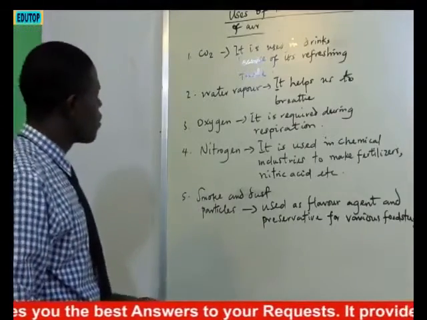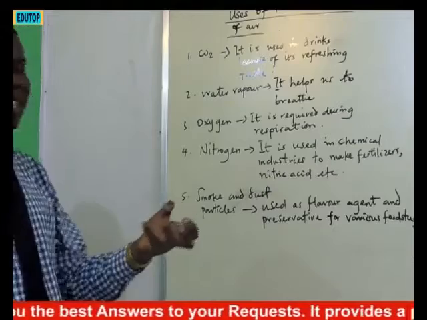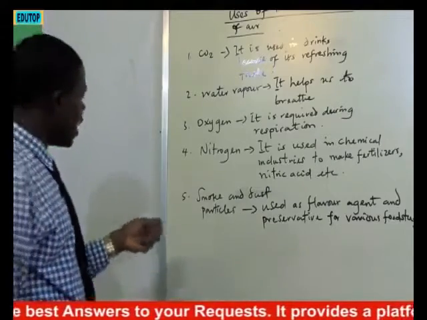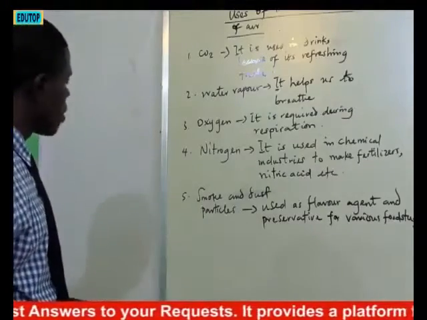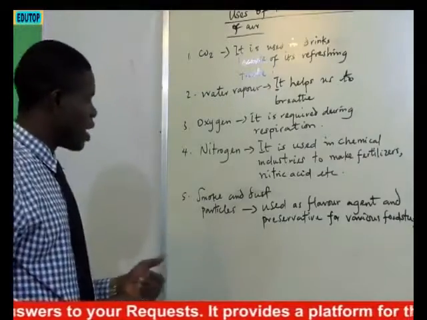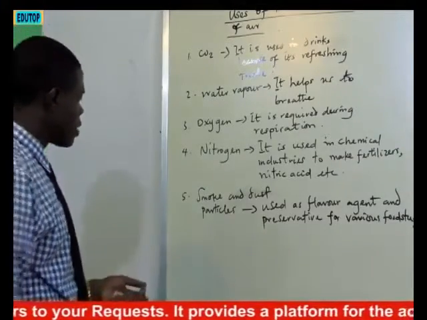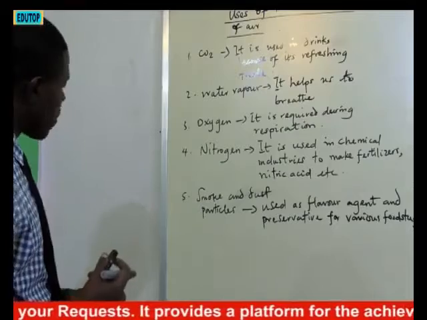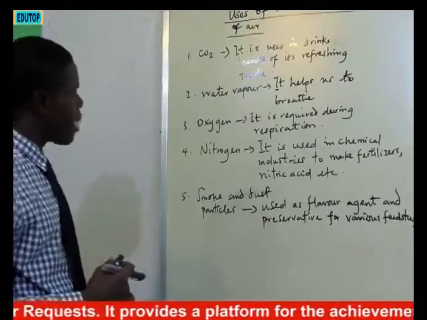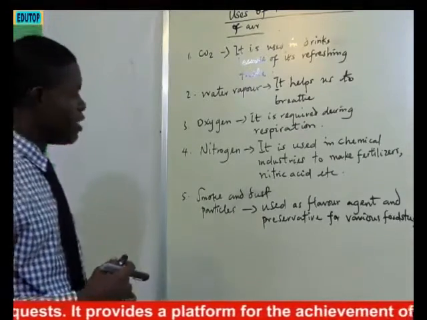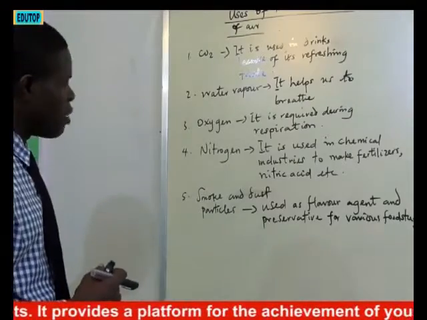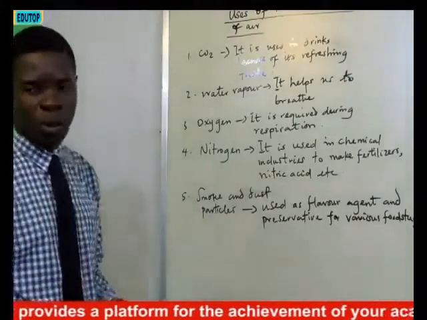Then we have, because of its diluent nature, that's why it's used as a diluent. Then smoke and dust particles. Smoke and dust particles are used as flavor agents and preservatives for various foodstuffs.